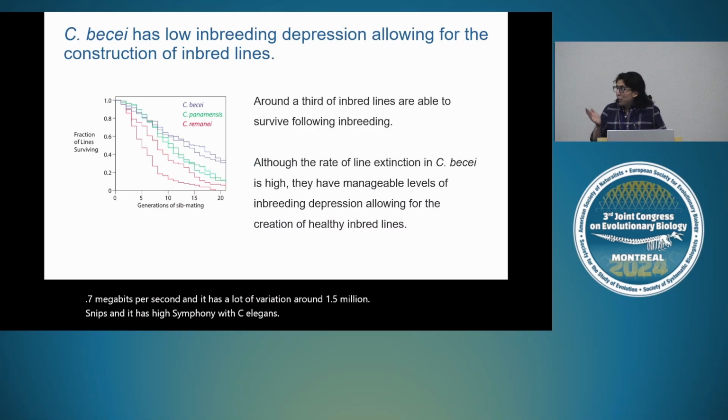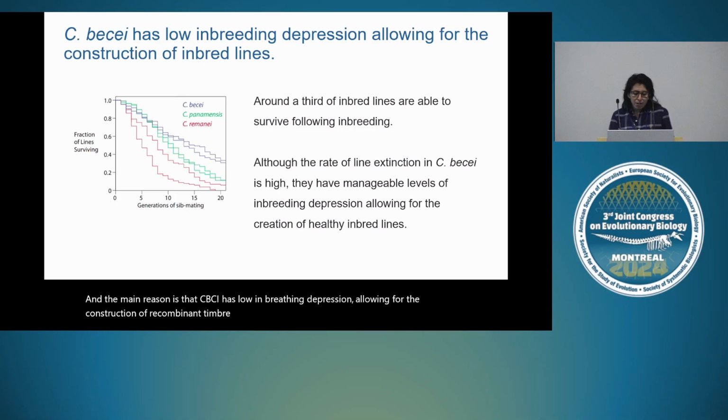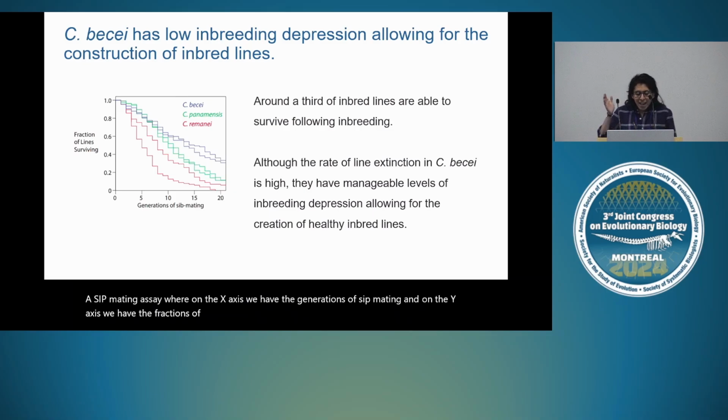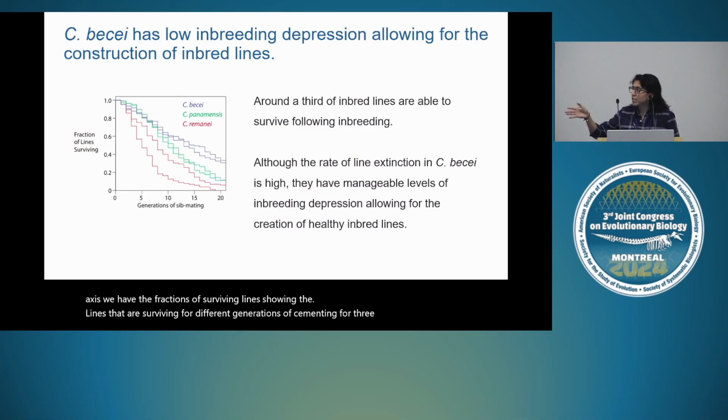And the main reason is that C. briggsae has low inbreeding depression, allowing for the construction of recombinant inbred lines. Here we have a sib mating assay, where on the x-axis we have the generations of sib mating, and on the y-axis we have the fractions of surviving lines, showing the lines that are surviving for different generations of sib mating for 3 different species of outcrossing Caenorhabditis.